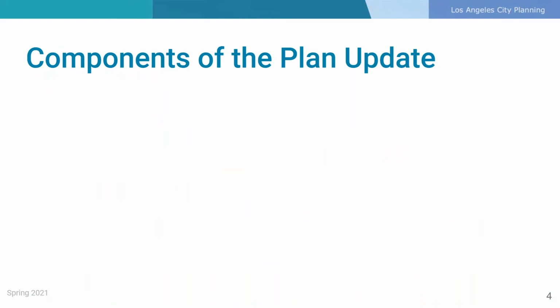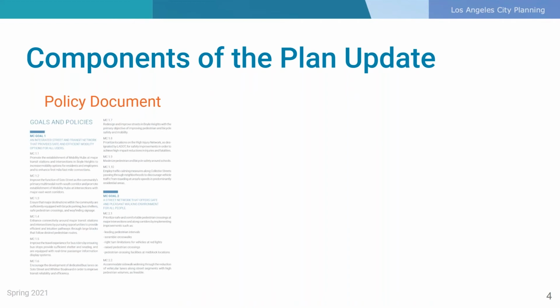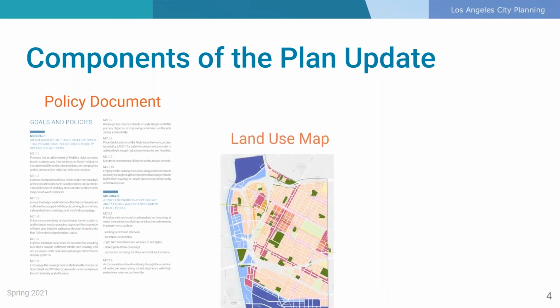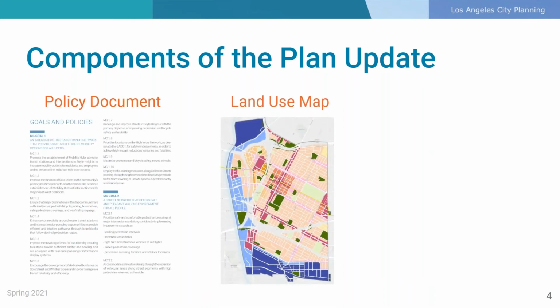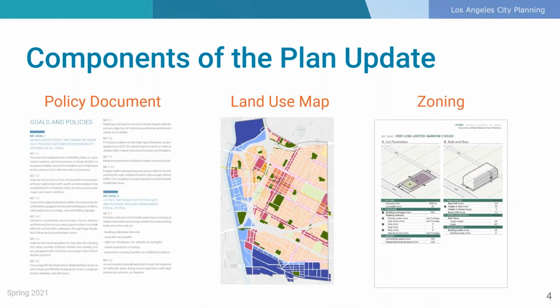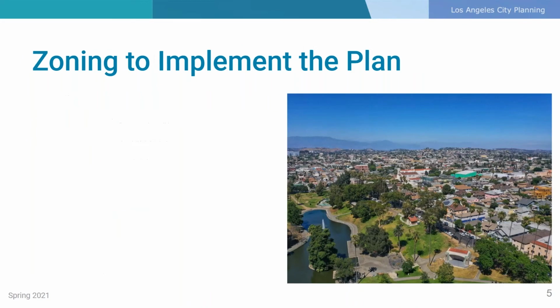As we discussed in Part 1 of this video series, the Community Plan update consists of 3 primary components: the policy document, which contains goals and policies, as well as a future implementation chapter; the land use map, a legally binding document that displays the location of land uses within the plan area; and the new zoning, which implements the policies and the community vision by updating the regulations of what can be built on each piece of land.